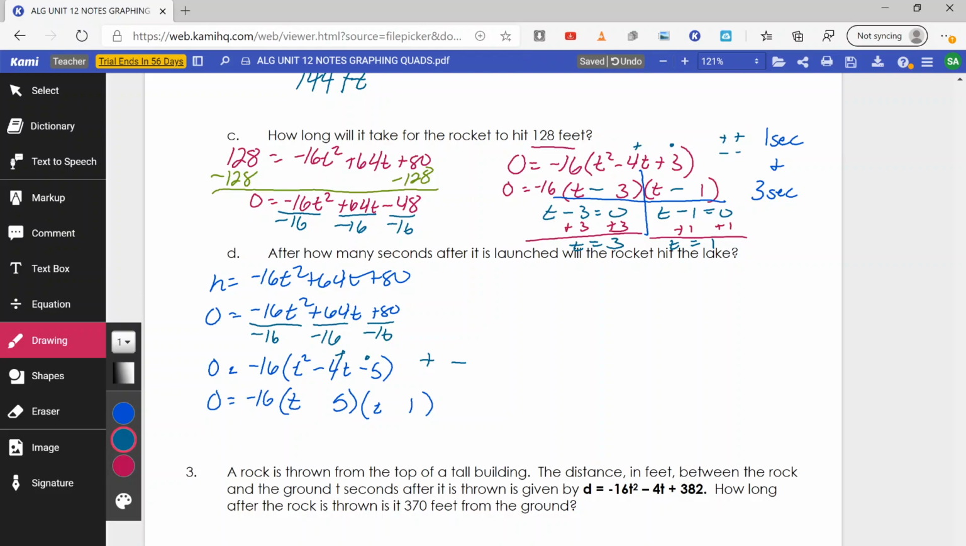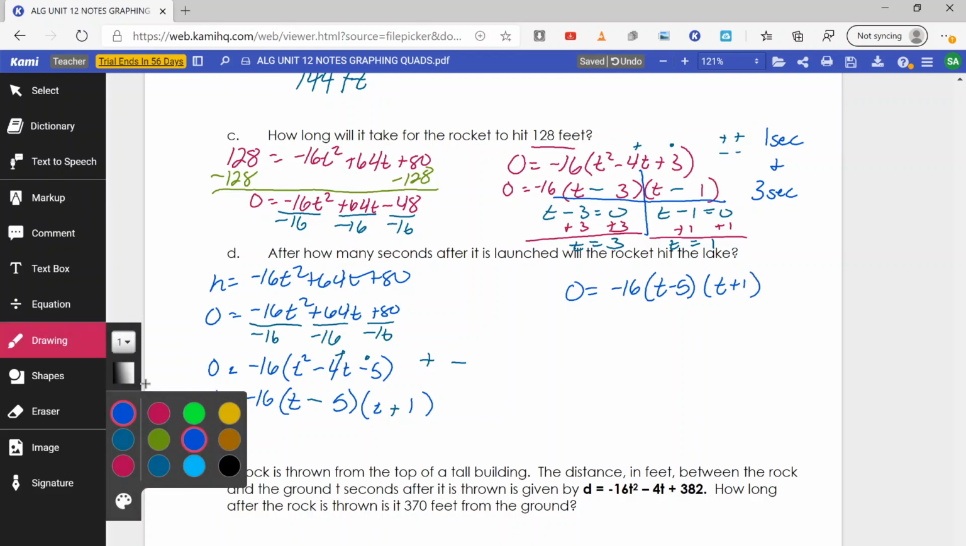I take a look at the middle term. Whatever value the middle term is, the bigger number in my 2 binomials will get that. So the middle number is a minus, which means the bigger number between these 2 sets of parentheses is going to get minus. So I look at 5 and 1. 5 is bigger than 1, so that's going to be minus. So t plus 1. Now I'm going to bring it up here. So we have 0 equals negative 16 times t minus 5 times t plus 1.